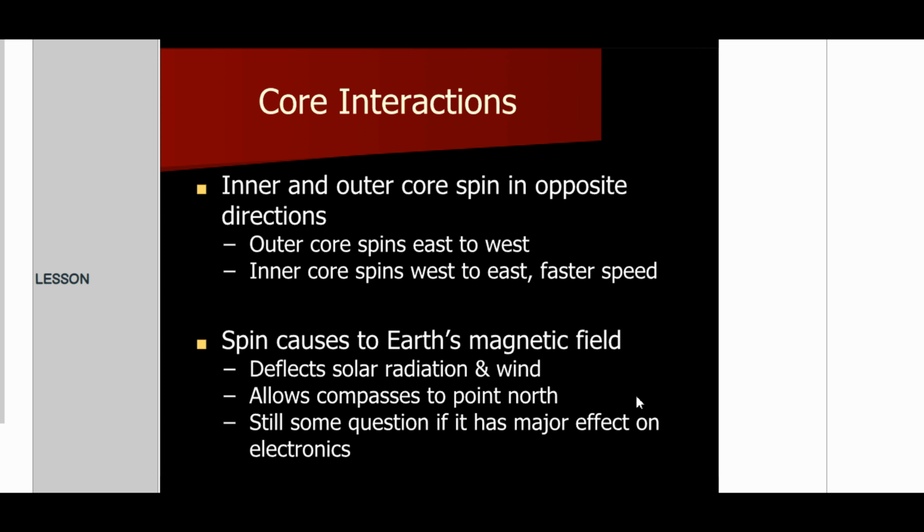And the reason that's important is it's basically what allows us to live here on the planet. It gives us our protection by deflecting the solar radiation and the solar wind, so it protects us from all the bad stuff from the sun. It also allows compasses to point north by creating that magnetic field, and some believe that it actually allows us to use our electronics.